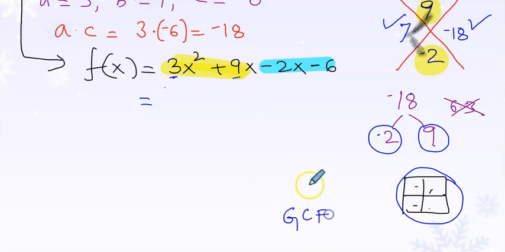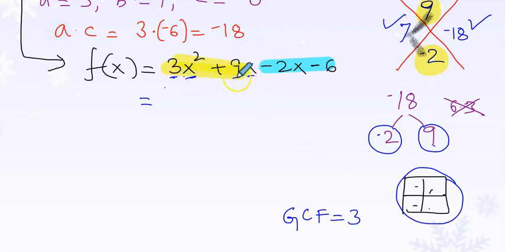Greatest common factor between 3 and 9. That is, what is that number that can divide both of them completely, with no remainder left? I know 3 divides 3 and 3 will divide 9 also. So 3 is the numerical greatest common factor, and I also see x square and x here.